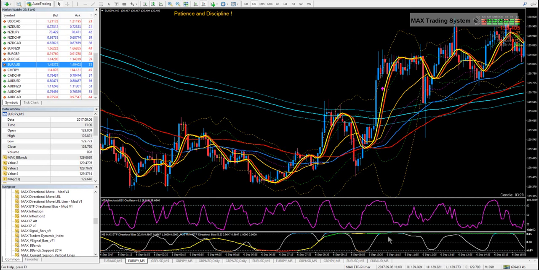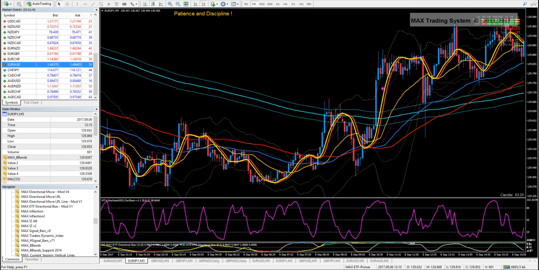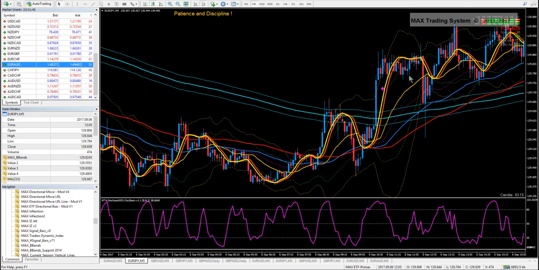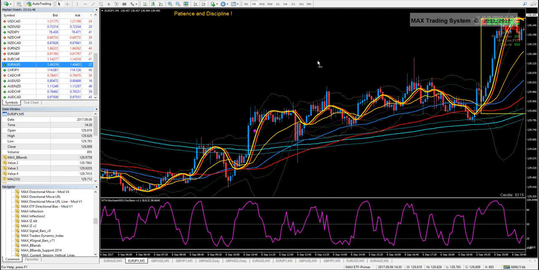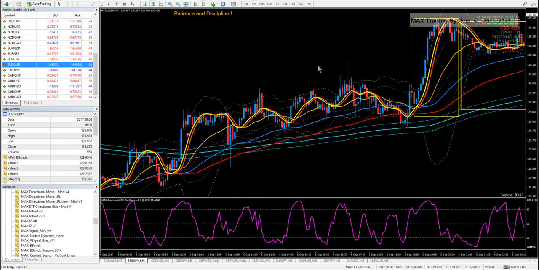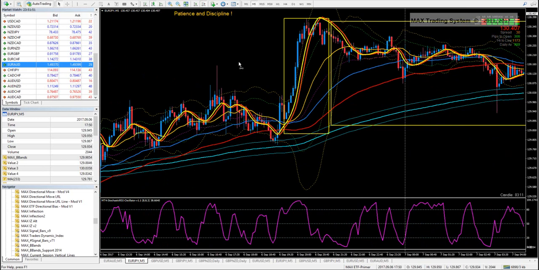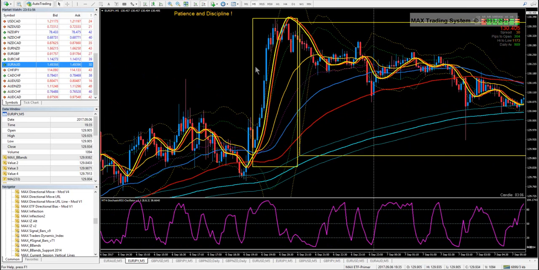So not this one. This one is available publicly, and I will give all the details in the Max courses, of course, but the final indicator will be a custom Max indicator and it will be even a little more powerful. Okay?